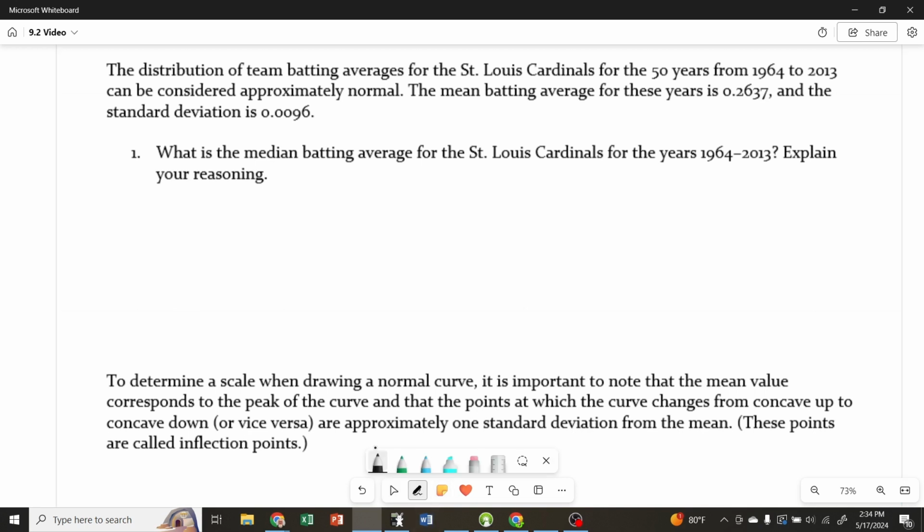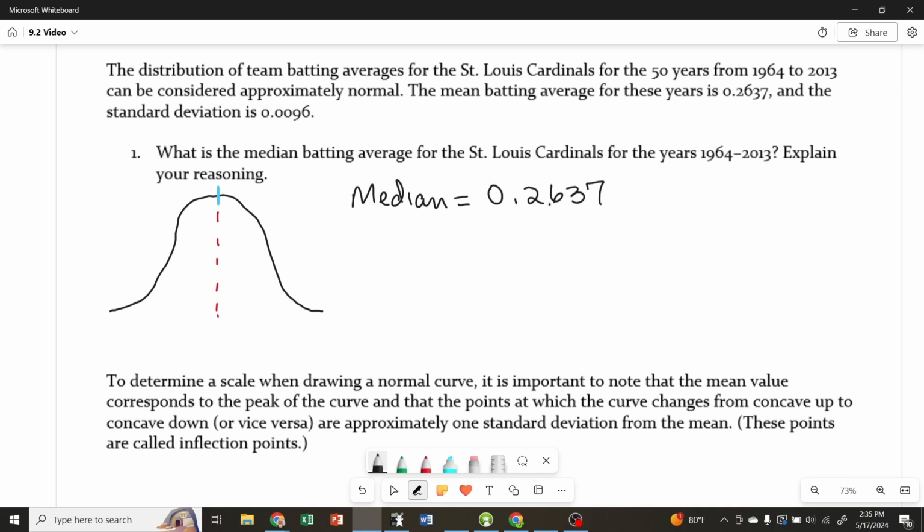Well, since this is a normal distribution, typically what you're going to see is the mean is right there, but so is the median, the same amount. So we would say the median batting average would be equal to 0.2637, and the standard deviation would be the same.